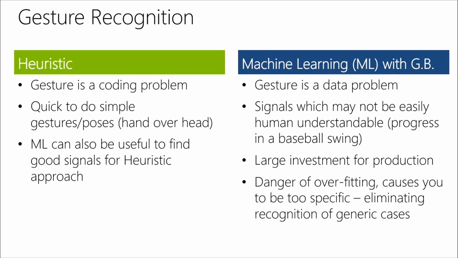When you start a project, the question is, do I have very strong coders? Do I have a clear understanding of the gestures that I want to do, and I just add more lines of code to special case it? With machine learning, it's really a data problem. How much data do I have, and how well do I tag?